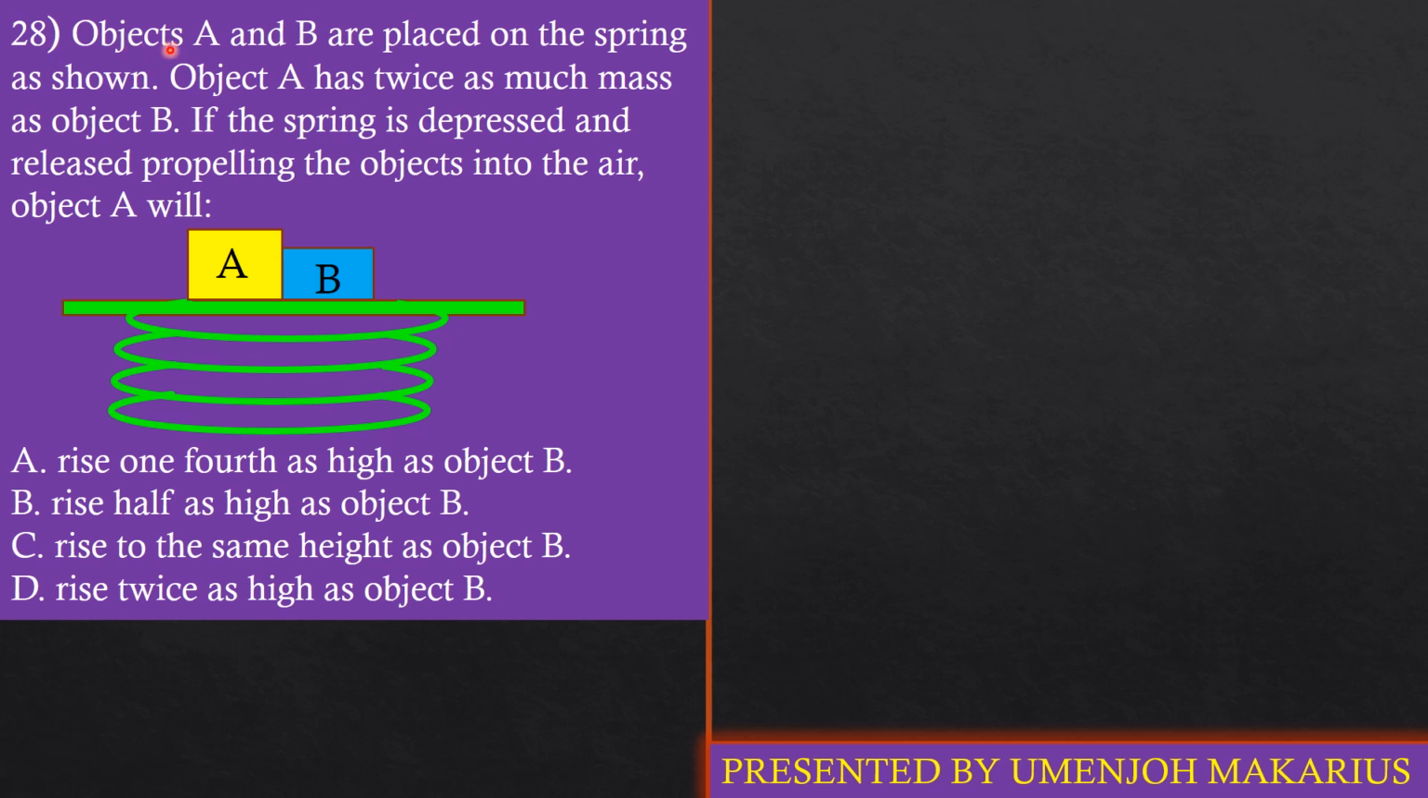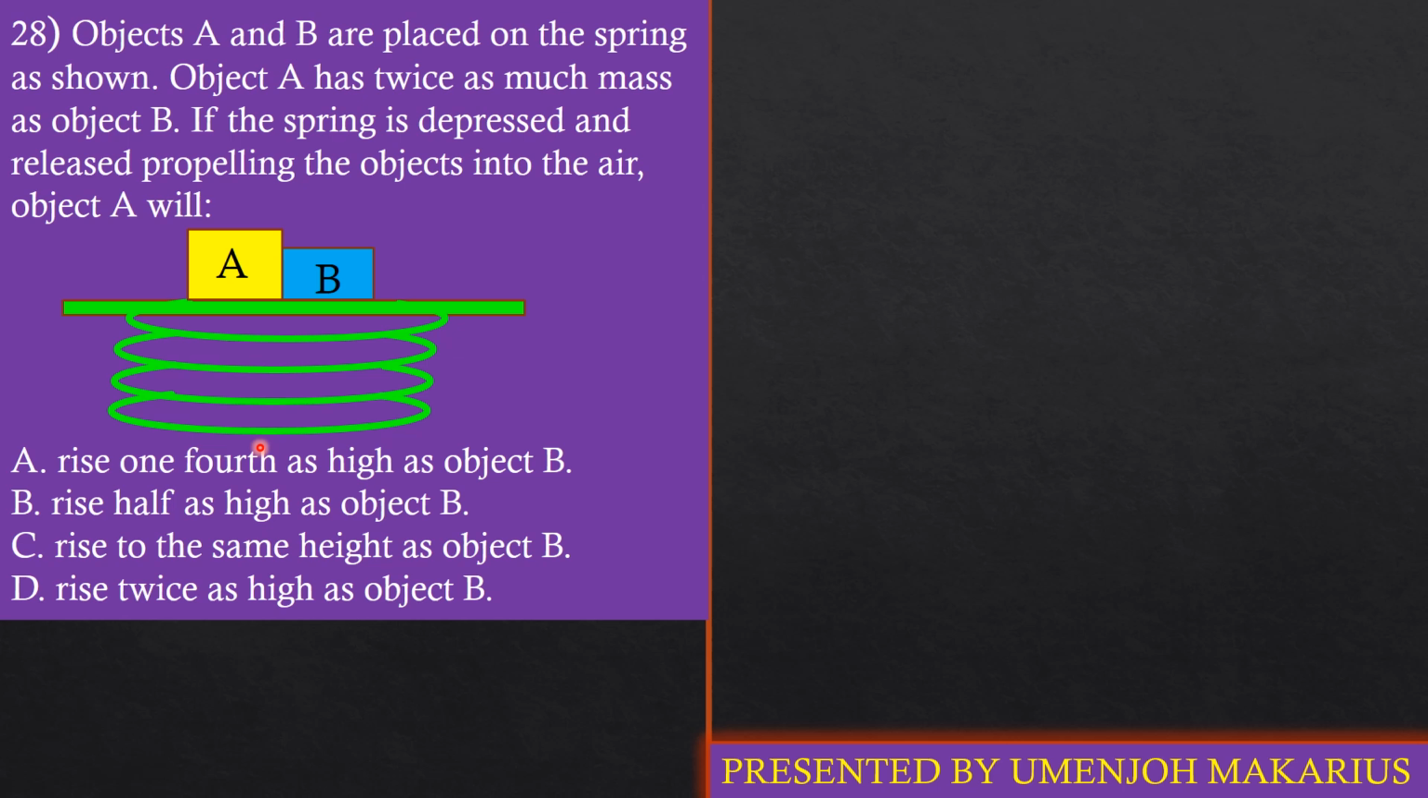Question 28 reads that objects A and B are placed on a spring as shown. Object A has twice as much mass as object B. If the spring is depressed and released, propelling the objects into the air, object A will... Okay, these are the various options.